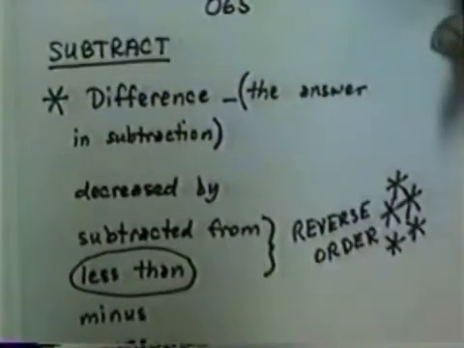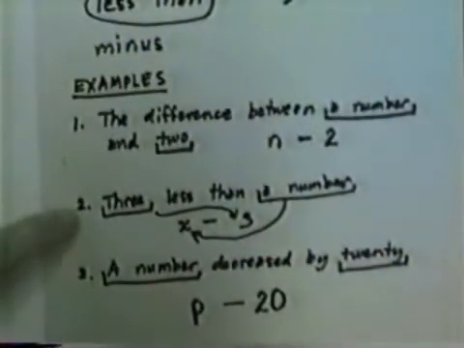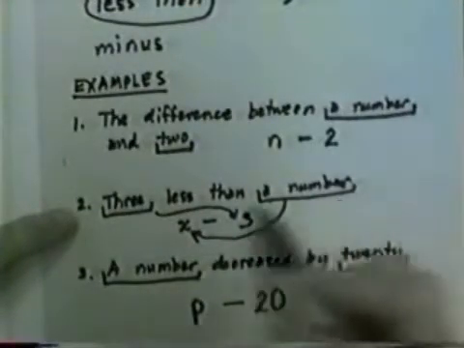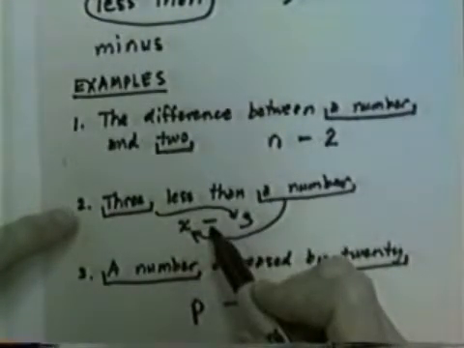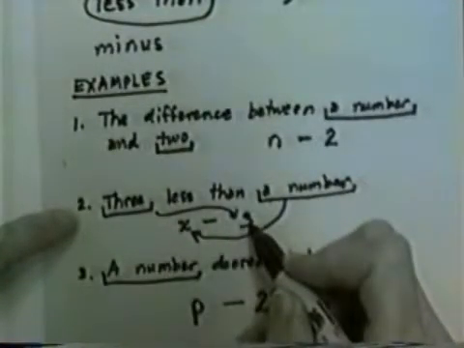So let's go back to our example that used less than. Example number 2 was 3 less than a number. Less than means we subtract in reverse order. The 3 that's mentioned first goes at the end.